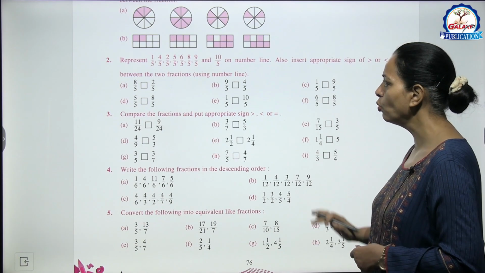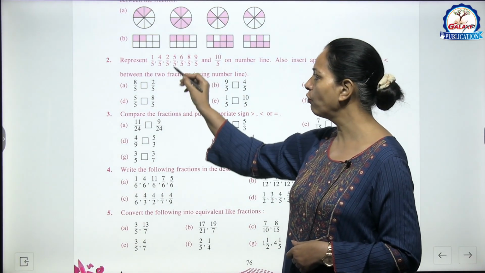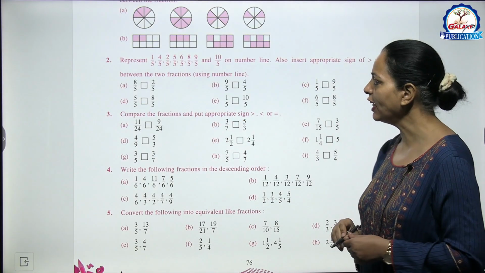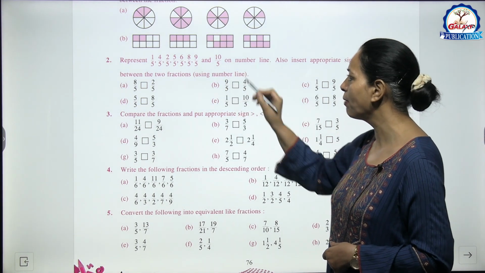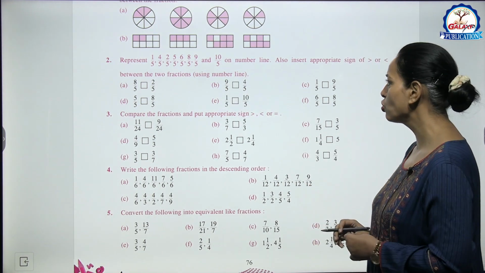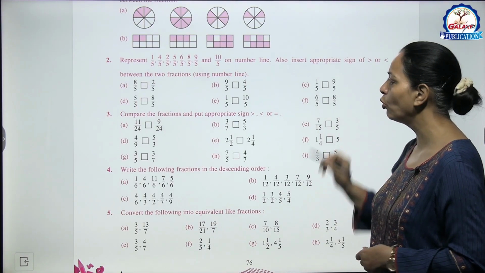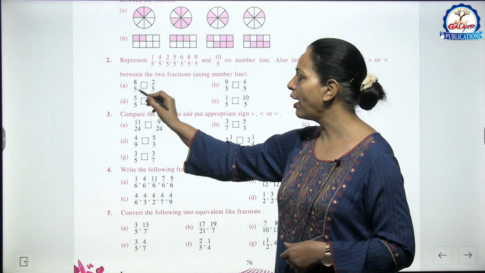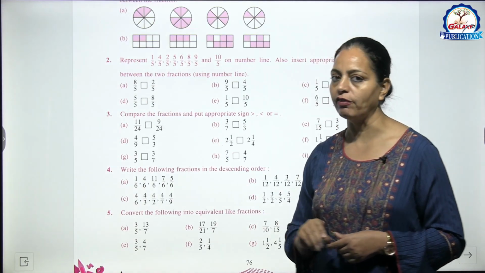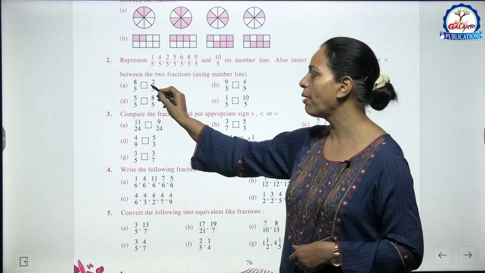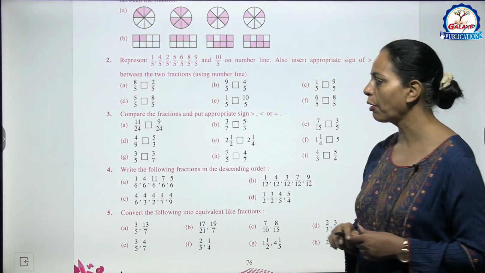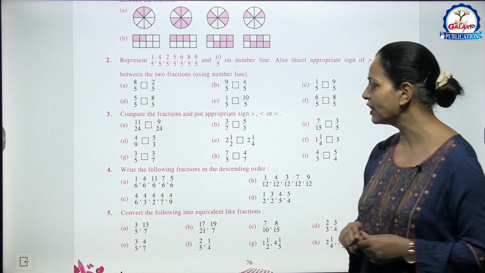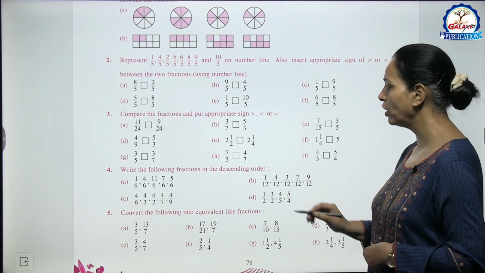Now question number 2, represent 1 by 5, 4 by 5, 2 by 5, 5 by 5, 6 by 5, 8 by 5, 9 by 5 and 10 by 5 on the number line. You can show it and then insert the appropriate sign, greater than, less than or equal to. Like here A part, 8 upon 5, 2 by 5. So which is greater? 8 by 5. So like this you can compare it. Now the third question, compare the fractions and put the appropriate sign, greater than, less than or equal to.